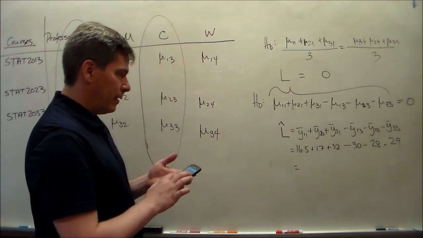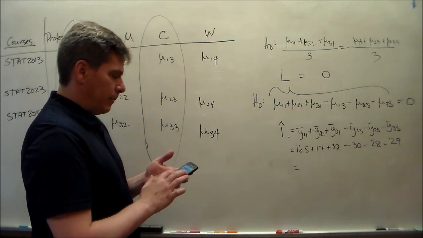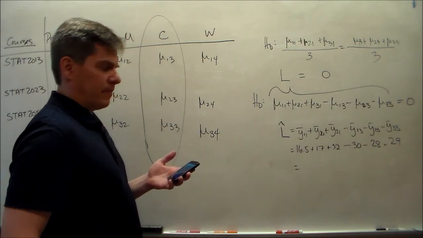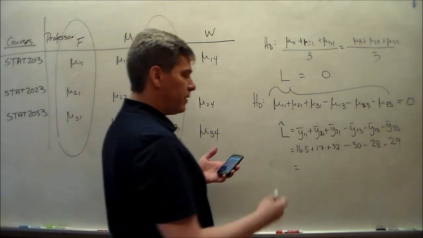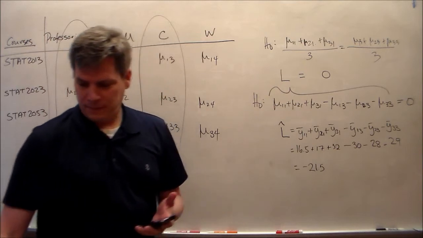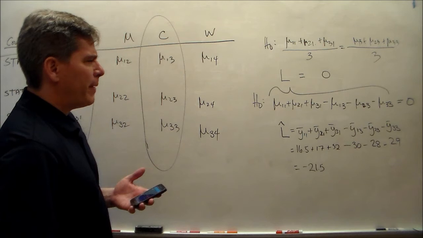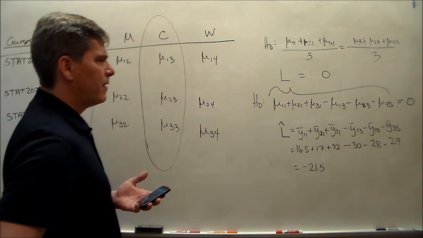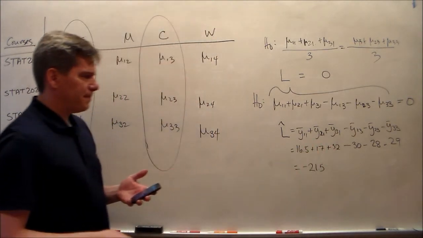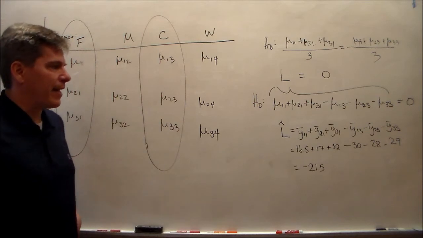16.5 plus 17, plus 32, minus 30, minus 28, minus 29. So we observed L hat, negative 21.5. That was a bit bigger than I expected, so let me just look to make sure that it makes sense. So there's about 14 there and about 11 there. Yeah, that's about right. So there's our test statistic, or there's our L hat.